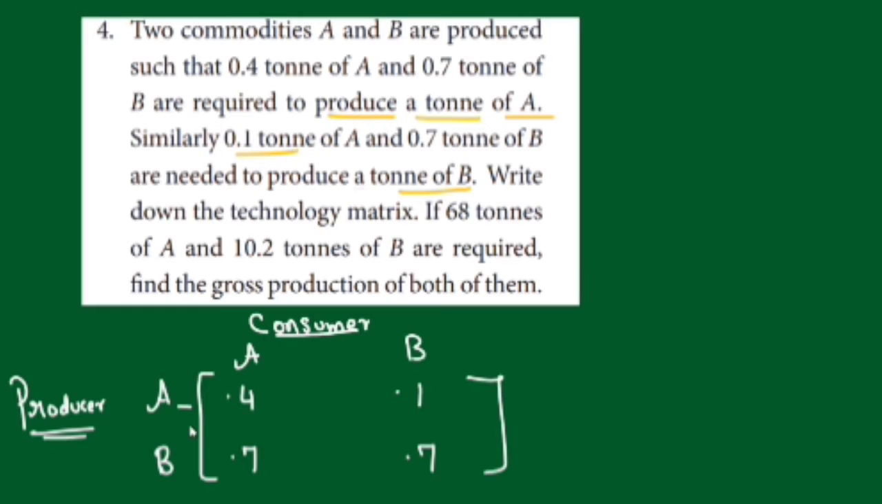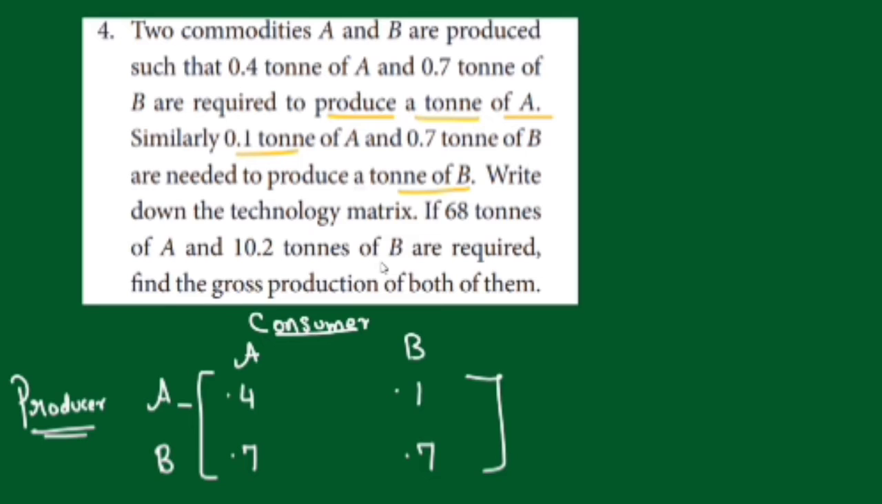So 0.4, whatever A has produced, that is 40%. If you take it as 40%, 40% is used by A itself. Whatever B has produced, 70% is used by A. And here, whatever A has produced, 10% is used by B. Whatever B has produced, 70% is used by B itself. So that is what is given.